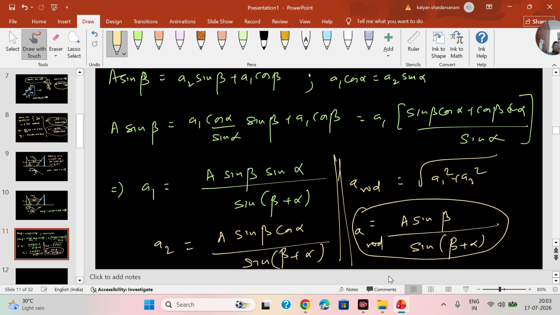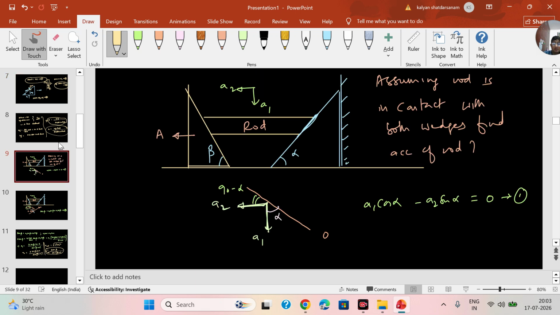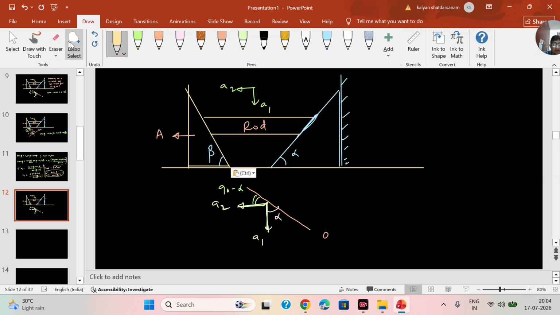Is there a better way to do this? This has been a very long method. What is the better way to do this? There is a better way to do this. So I'll show you that. Let's take this diagram again.